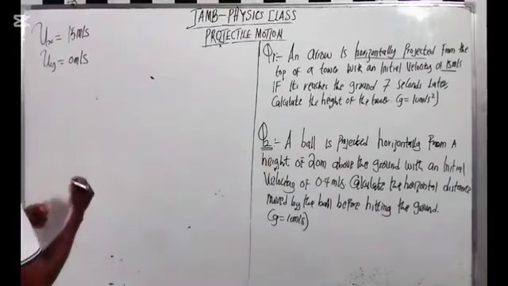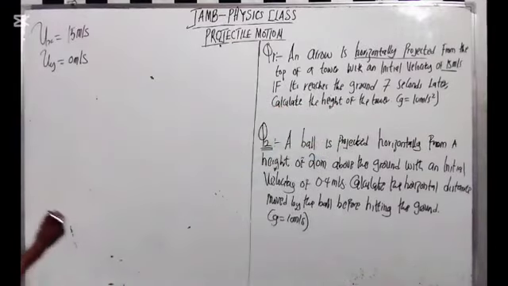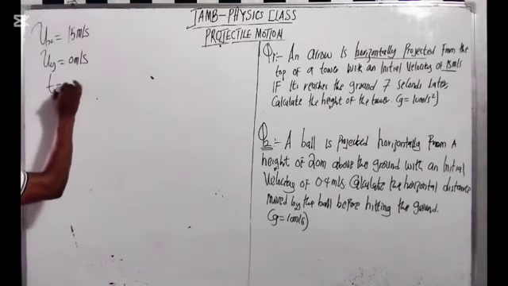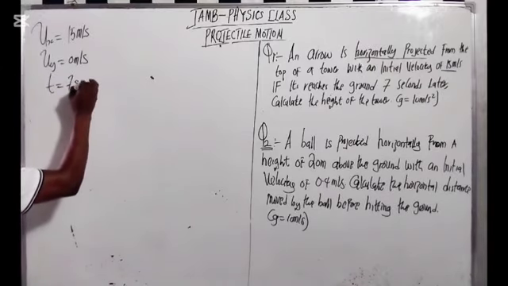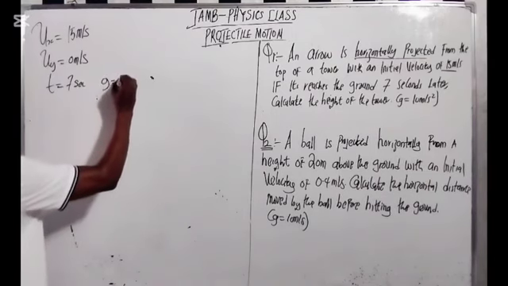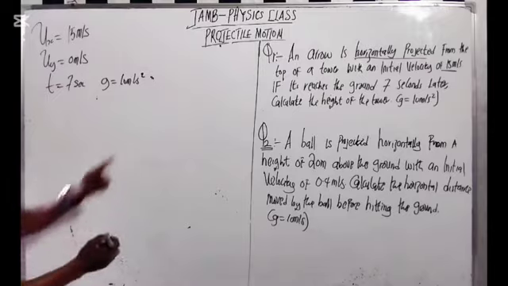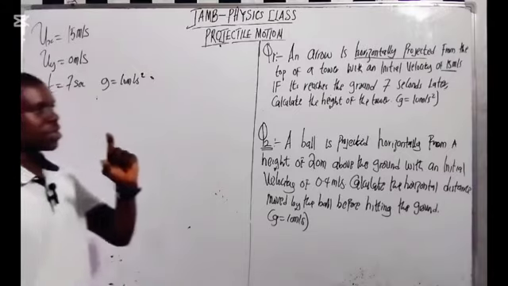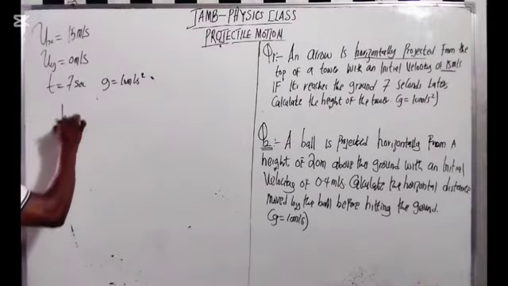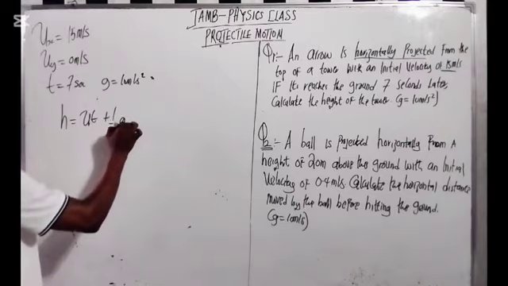So to calculate the height, they say the time it takes to reach the ground is t equals 7 seconds, right? My g equals 10 meters per second squared. Hope you understand. So if you look at the equation of motion here, you can use this one: h equals ut plus half g t squared.